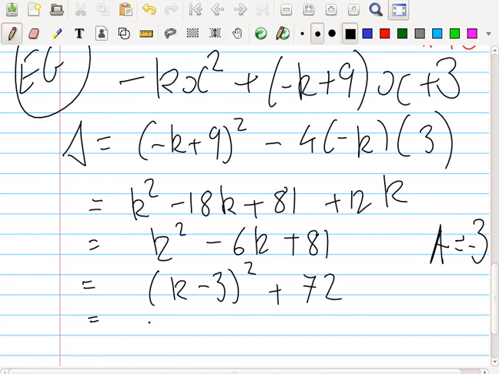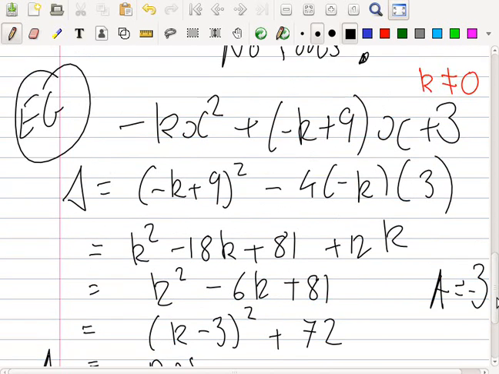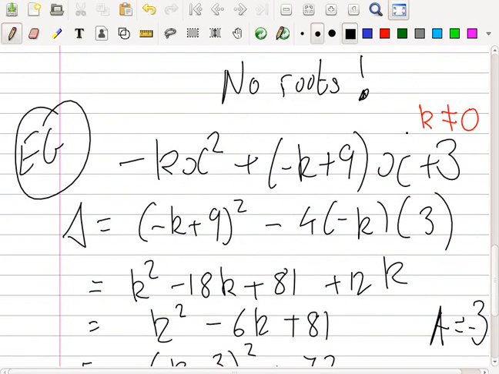Positive. Say it with confidence, you're right. Yeah, it's positive. So look at the result I have. Delta equals a positive number. So, how many solutions does this have? 2.